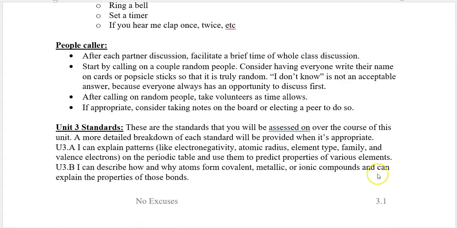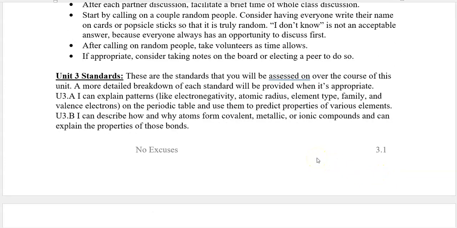Haha. In any case, there's only 2 standards this unit. I know the other ones had 3. This one has 2. First standard is I can explain patterns on the periodic table and use them to predict properties of various elements. There's a lot of different patterns. We're going to talk about electron activity and atomic radius. Those ones are a little bit more complicated to explain. And then there's other ones which you just kind of got to memorize. Element type, family, valence electrons, etc.